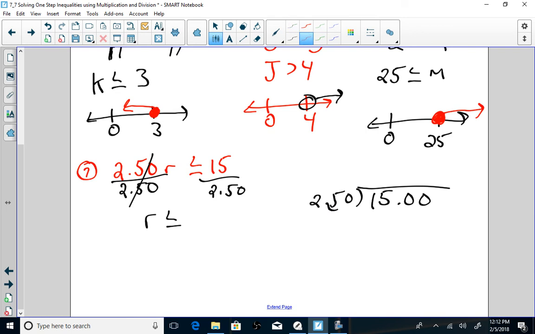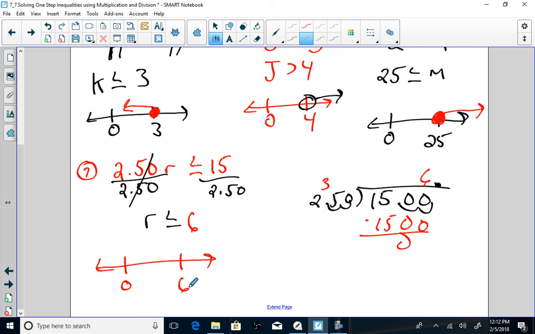Got to slide my decimal point 2 places in my divisor, 2 places in my dividend. Decimal point goes in my quotient. Let's see, 250 can't go into 150, but 250 into 1500 goes what? Well, 25 goes into 150 twice... 5 goes into 15 3 times, so that's got to be a 6. 6 times 0 is 0. 6 times 5 is 30. Carry the 3. 15. Beautiful. So that is going to be 6. R has to be less than or equal to 6. I'm graphing that solution. I have 0, 6.